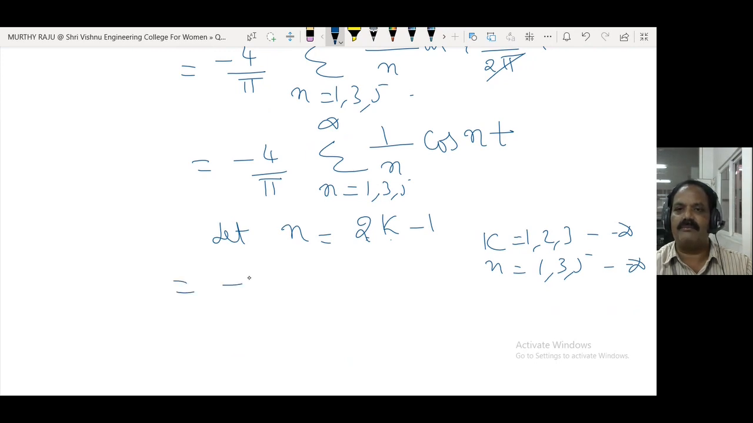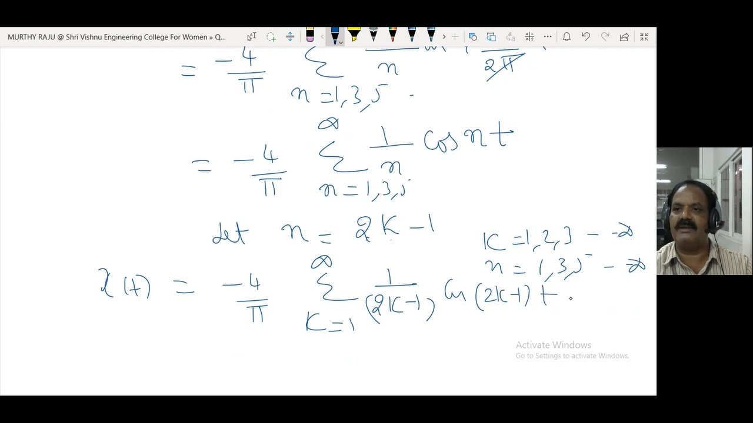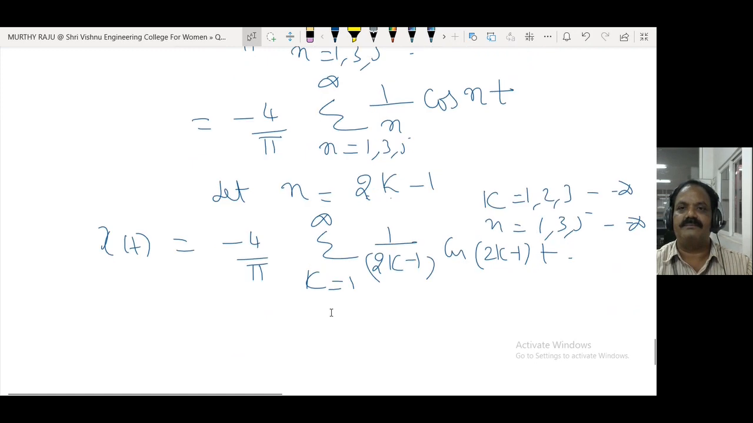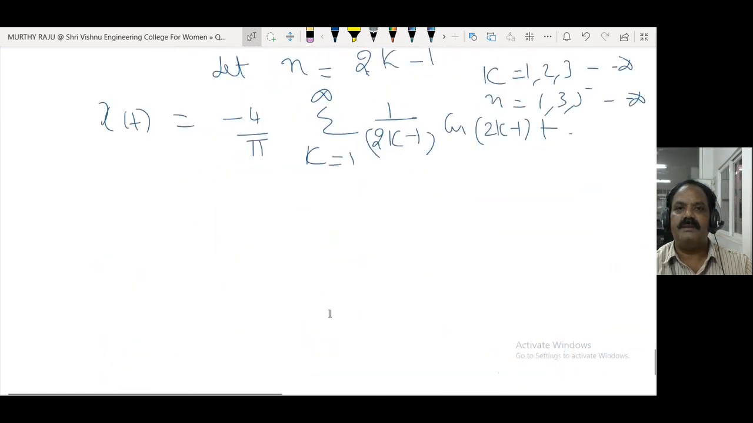Therefore, x of t is equal to minus 4 by pi sigma k is equal to 1 to infinity 1 by n. When n value is replaced by 2k minus 1, cos n t is replaced by cos of 2k minus 1 into t. This is the Fourier expansion. Cn is the complex exponential Fourier expansion. These are the two important derivations of this x of t from complex exponential Fourier series questions.